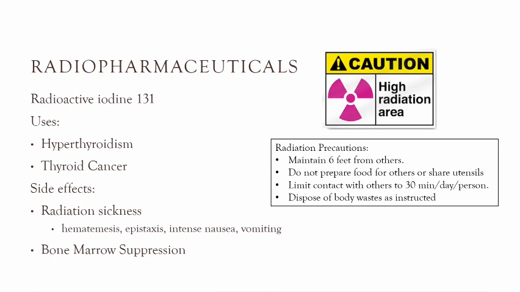When you have suppression of the bone marrow, that's a decrease in the white blood cells, so you have your agranulocytosis, and a decrease in platelets, which means they also have an increased risk for bleeding. So these patients are at risk for bleeding and infection. Then you also have to remember that when someone is on this, they have to have radioactive precautions.